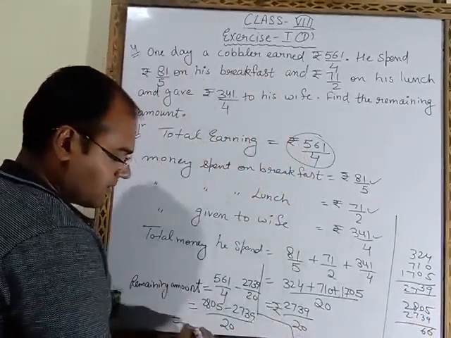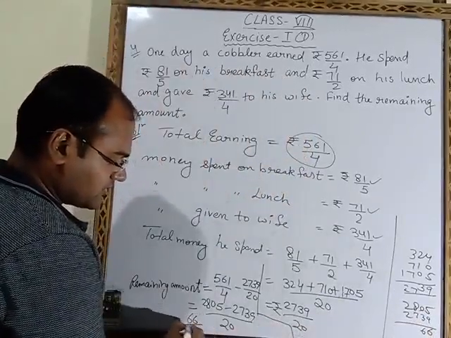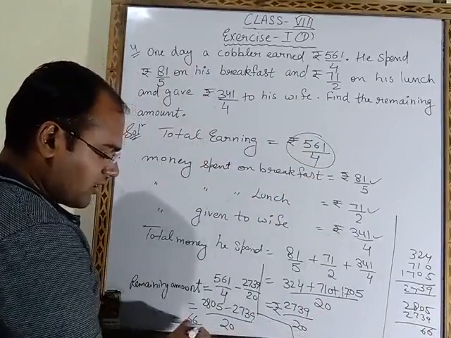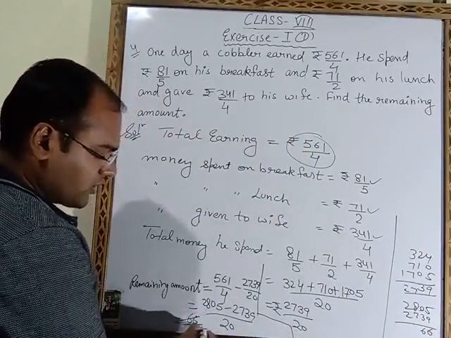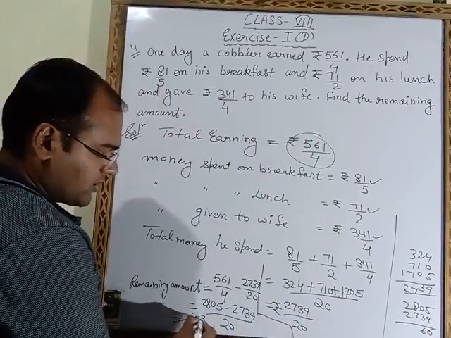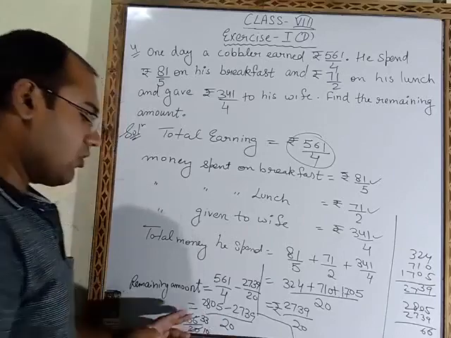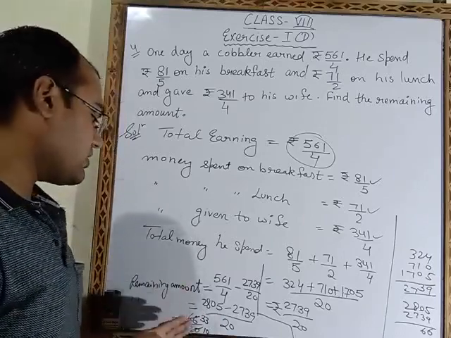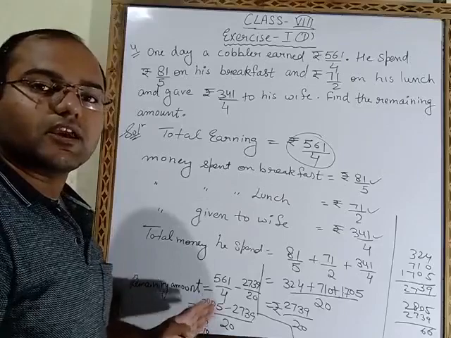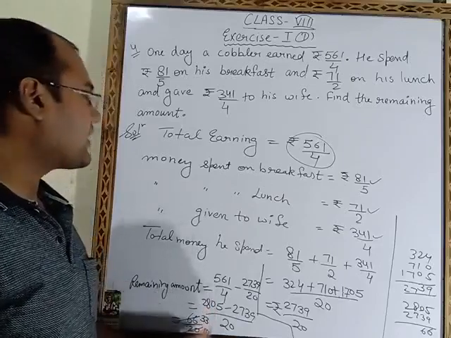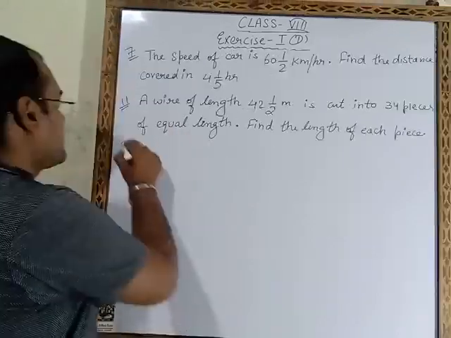66. What will be the remaining? On subtracting we will get 66 upon 20. Now we will cancel these two. 2 tens are 20, 2 thirty-threes are 66. So on cancelling it, the remaining amount is coming how much? 33 upon 10. So this is your final answer of this question number.